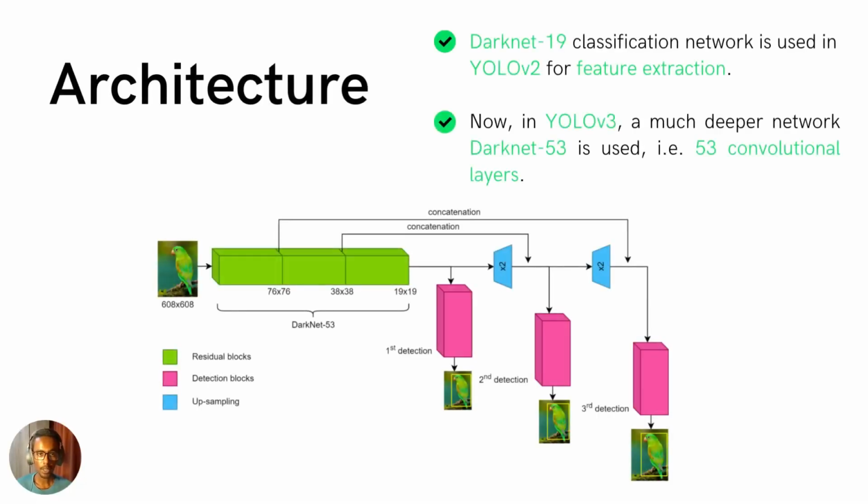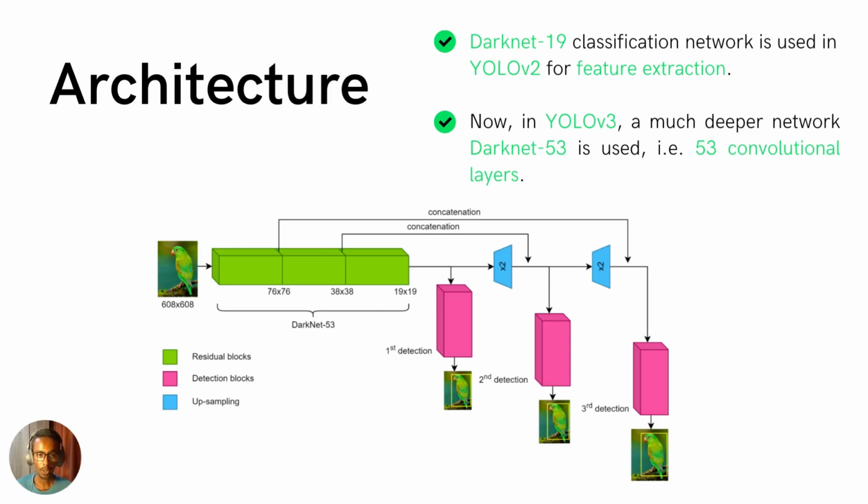In the second section of this video, we're going to talk about the architecture of YOLO version 3. Last time when we talked about YOLO version 2, we used a Darknet 19 classification network as the backbone, or the feature extractor, for the YOLOv2 model. Now in YOLOv3, we're going to use a much deeper network known as Darknet 53. And as you can see from the name, the 53 just represents the 53 convolutional layers used in YOLOv3.